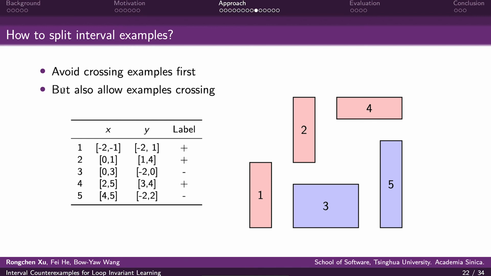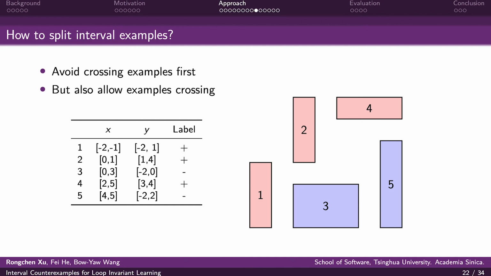The reason for this strategy is that we think the program states in interval counterexamples are from the same generalization, and the program states will have potential associations with others. We hope to keep these associations during the decision tree split.